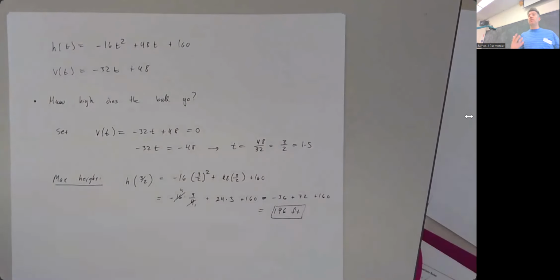And that is usually the way we find this, right? If someone ever asks how high does this thing go, first find the time at the maximum height by setting the velocity equal to 0, and then find the height by plugging that time back into the height equation.